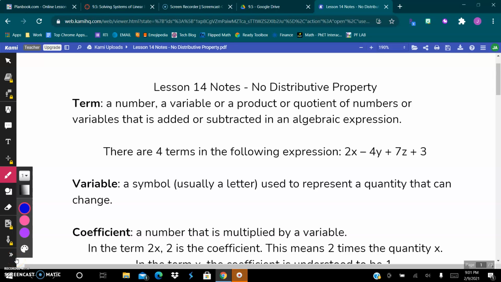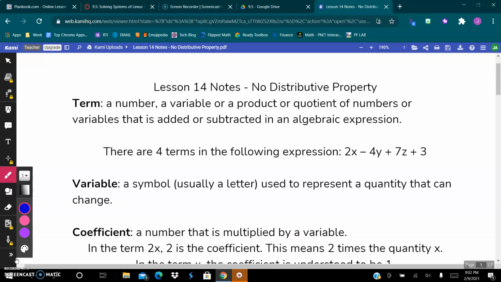Lesson 14 is on combining like terms, and I have decided to break it up into two sections. Today we will be looking at problems that do not include the distributive property, and then tomorrow we will include the distributive property.